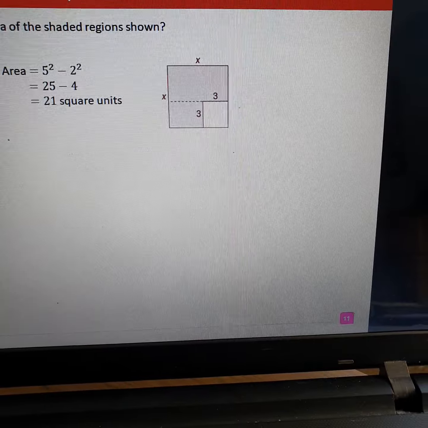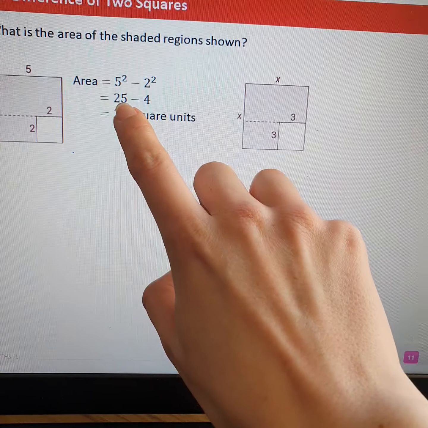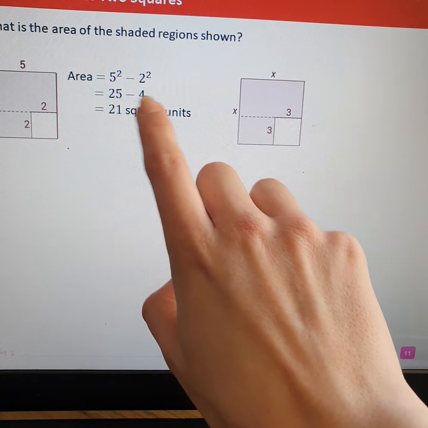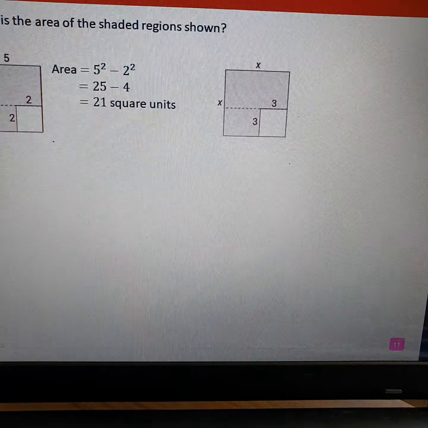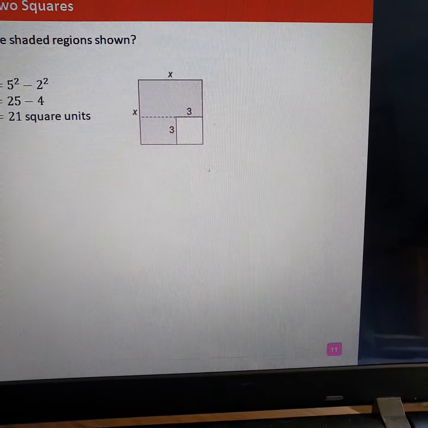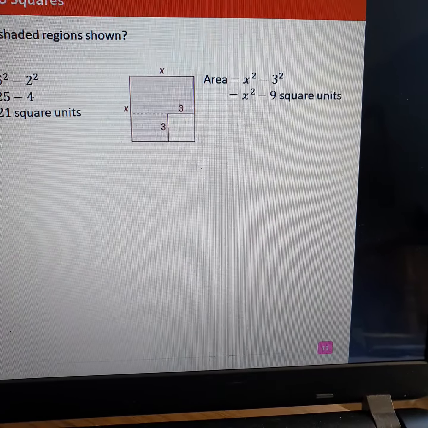Now look at here. How would I get the area of this, right? And aren't they squared numbers? Because 5 squared is 25, or 25 is a squared number and 4 is a squared number. So how do we come up with it? We just said 5 squared minus 2 squared. Here then, we have, if you think about it, x squared minus 3 squared, which are both square numbers, okay, because x squared minus 9.